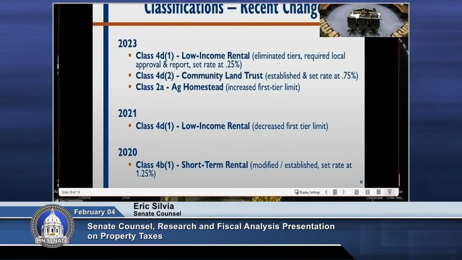And also a change in 2023 was to the first tier limit for ag homestead. So I noted that several classifications have tiers. Ag homestead is one. So ag property, the homestead would be the house, garage, 1 acre would be treated as a homestead. And then there is a first tier limit, which is a valuation amount. That first limit has a class rate of 0.5, and then anything over that would be doubled to 1%. The legislature increased that first tier limit.